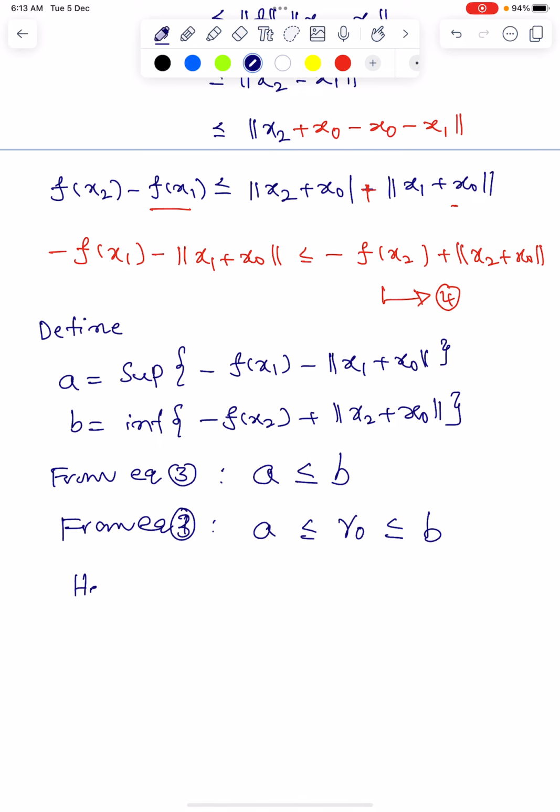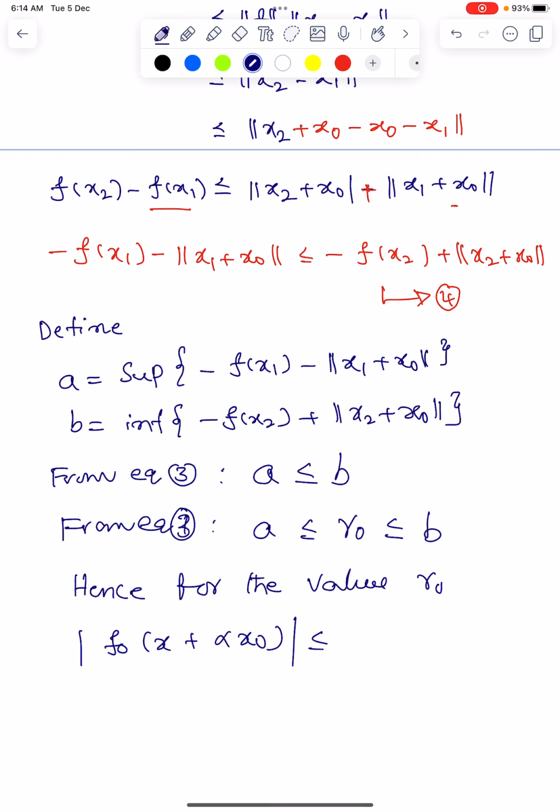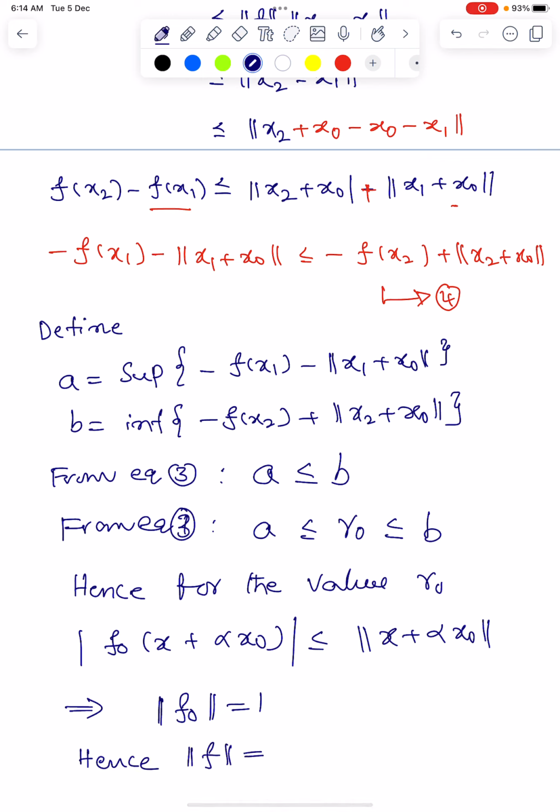Hence, for any value of r naught, mod f naught of x plus alpha x naught is less than or equal to norm of x plus alpha x naught. Our aim is the same, you have to show that. So finally we conclude from this inequality that norm f naught is equal to 1. Hence norm f is equal to norm f naught is equal to 1. This completes the proof of the lemma, which is useful to prove the Hahn-Banach theorem.